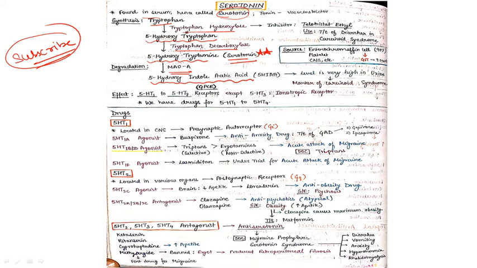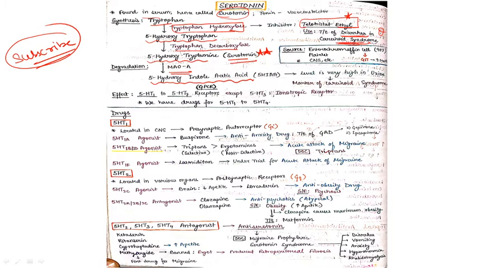Now we can inhibit this enzyme, that is tryptophan hydroxylase. The drug is telotristat ethyl. This is the drug which will inhibit the enzyme tryptophan hydroxylase. Telotristat ethyl is used for the treatment of diarrhea in carcinoid syndrome. We have discussed carcinoid syndrome in our pathology videos. So this drug is used for the treatment of diarrhea in carcinoid syndrome.